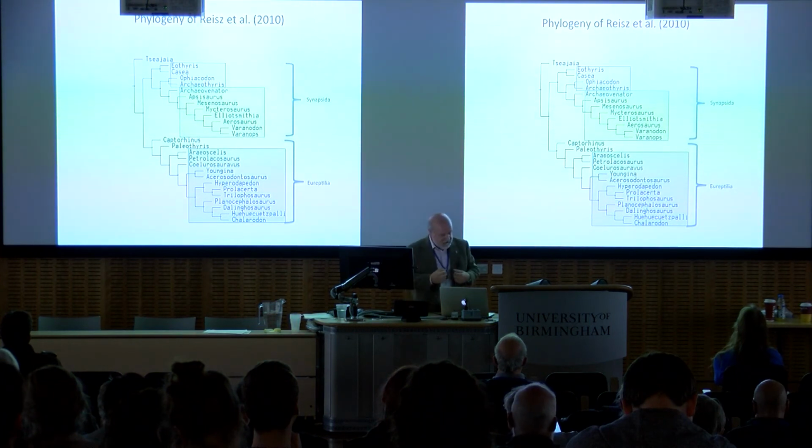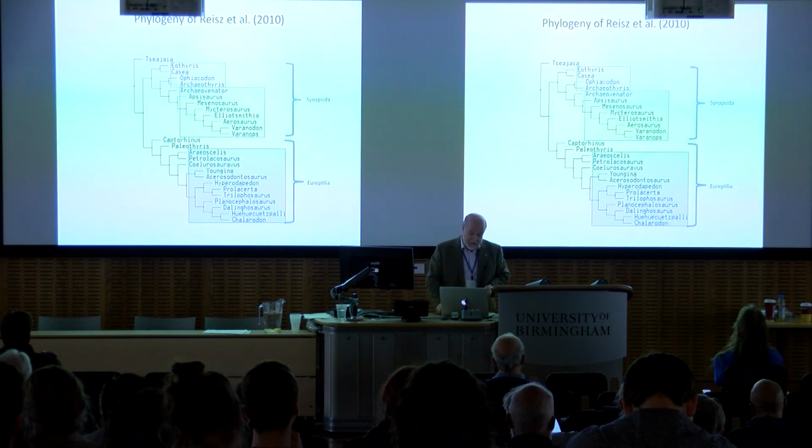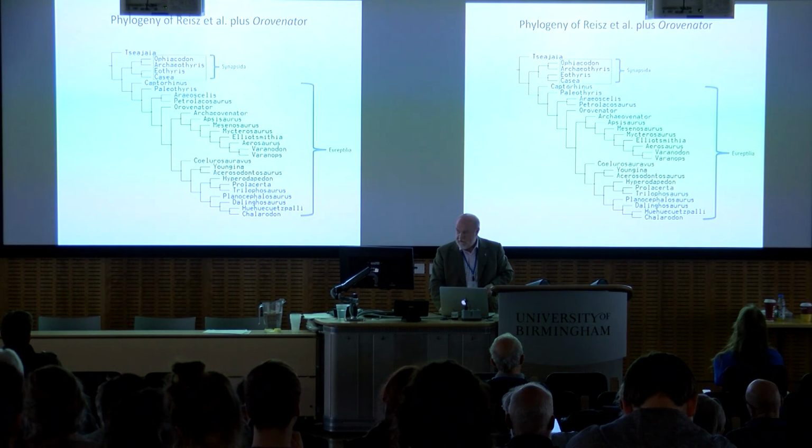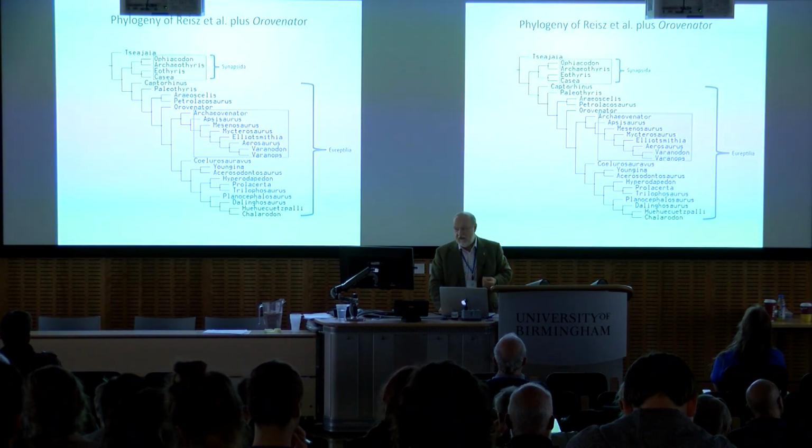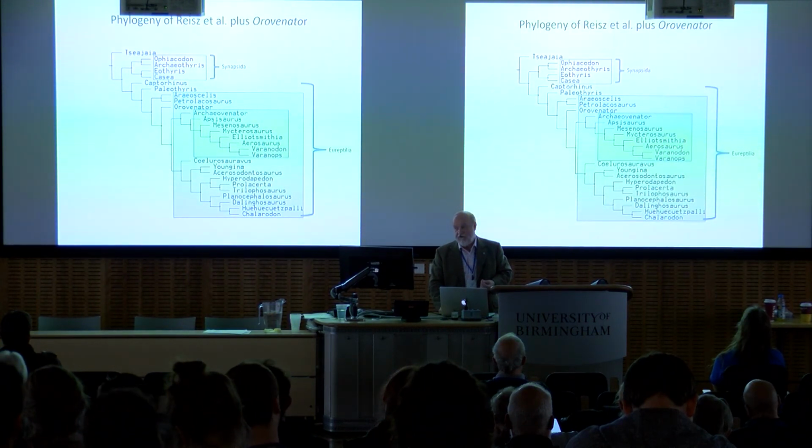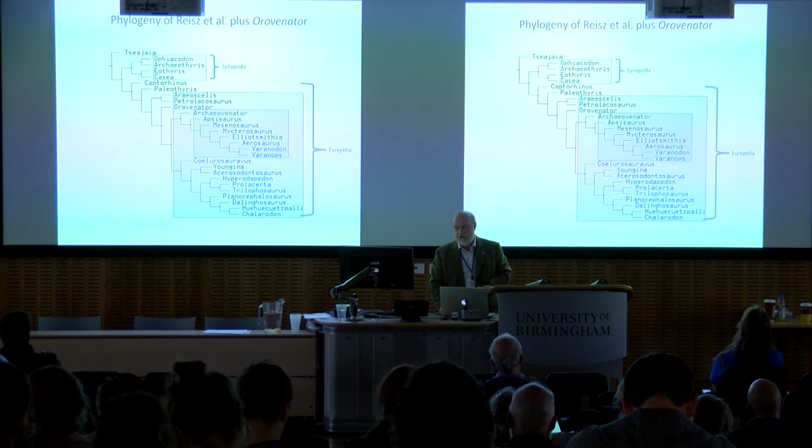So we take the new data, and we score up those 113 characters, and we result with this. The Synapsida has now been reduced to just 2 families. Whilst we still have a monophyletic Varanopidae, they nest within the Diapsida, with Petrolacosaurus and Orovenator basal to them. So a skull with 2 fenestrae basal to a skull of a family with 1 fenestra.